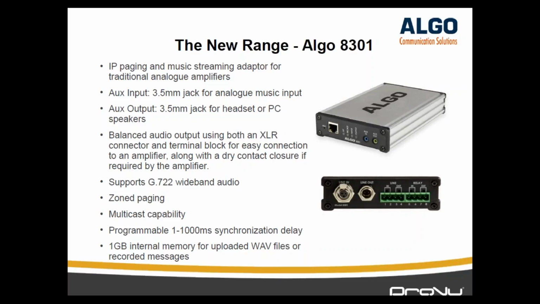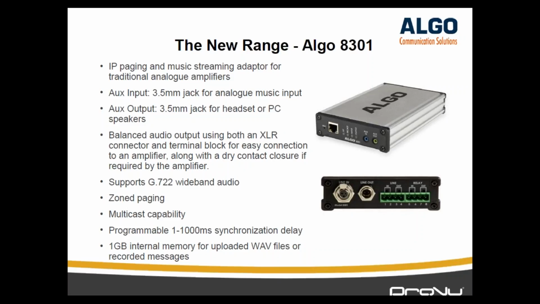And at the same time, if you don't want to use it that way, then you can just pretty much use it as an analog to SIP converter. It does have, again, an auxiliary output, a 3.5mm jack for headsets or PCs. You can see on the picture, it's got a line in and line out, so you can connect it to any amplifier, and then obviously you can use it for streaming.